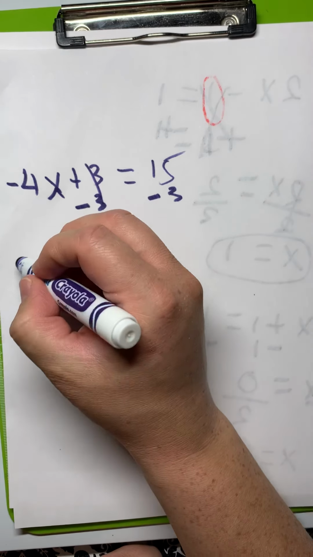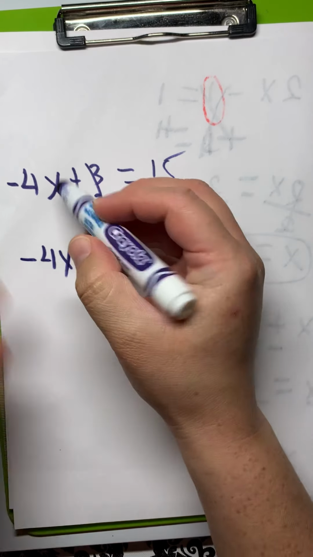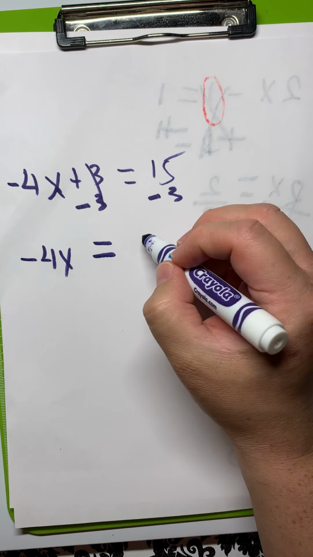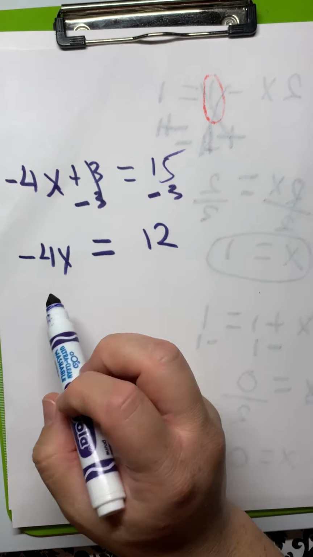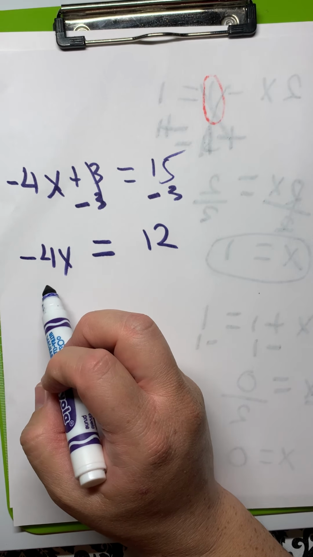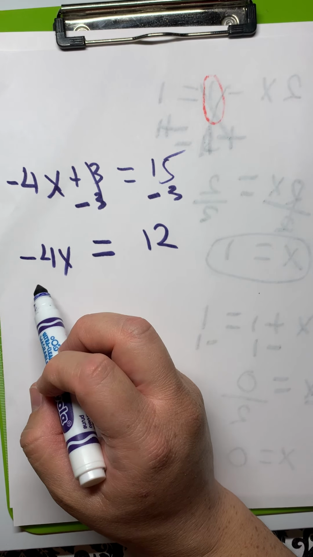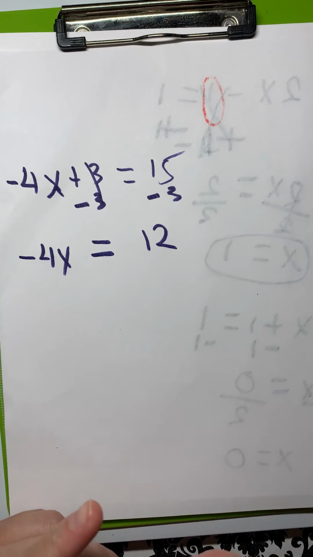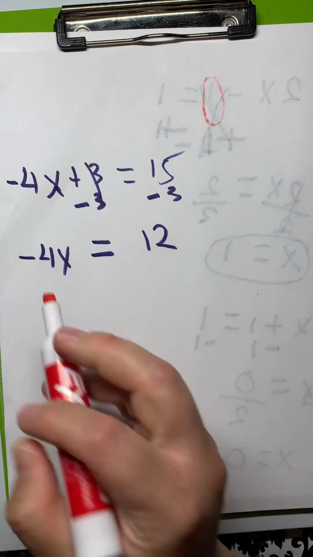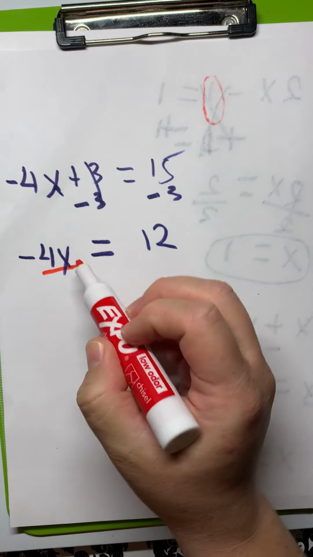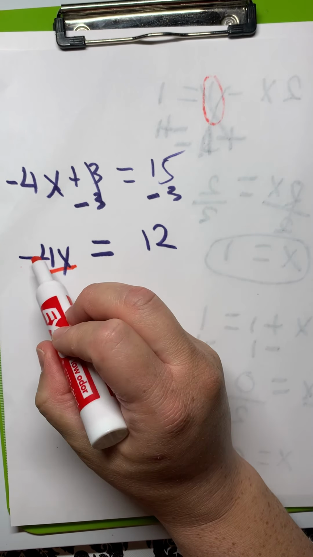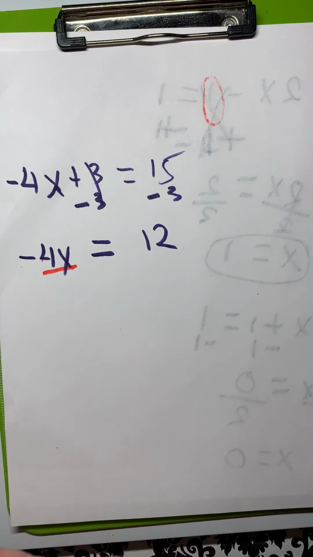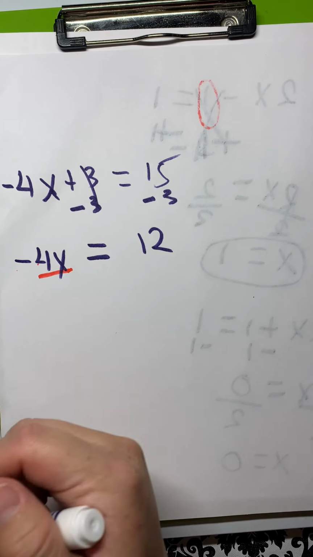So now we have negative 4x. You're left with that here. Your equal sign, 15 minus 3 equals 12. Now, we have a negative 4x. Is this a subtraction or addition, or is this a multiplication problem? What you really have to look at here is that these two are connected. This actually means negative 4 times x. That's actually what's going on. So this is a multiplication problem.